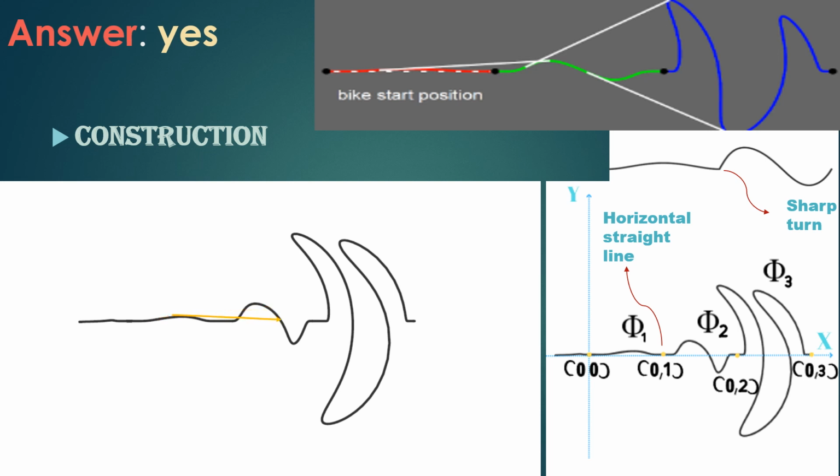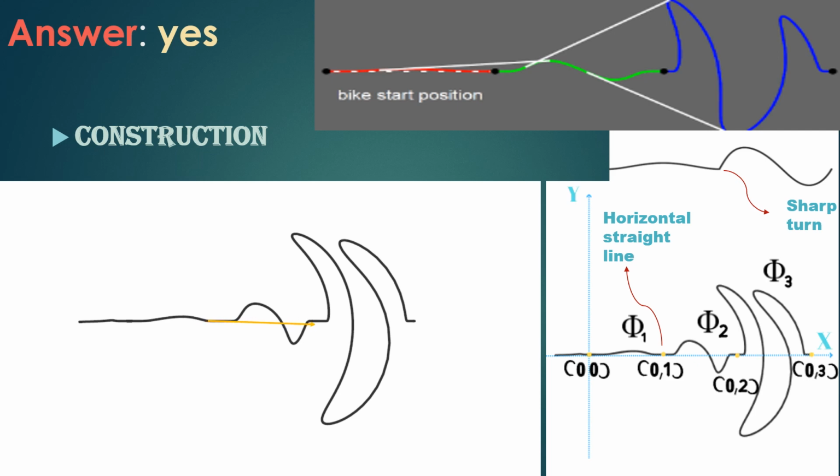Now, if we move our back tire on the curve phi 2, then the front tire will again generate the curve phi 3. And again, if we move our back tire on phi 3, then the front tire will generate the curve phi 4, and so on. Repeating this process, we will get a complete path of the bicycle in which the front tire path and back tire path always coincide. But as we know, the bicycle cannot take sharp turns.